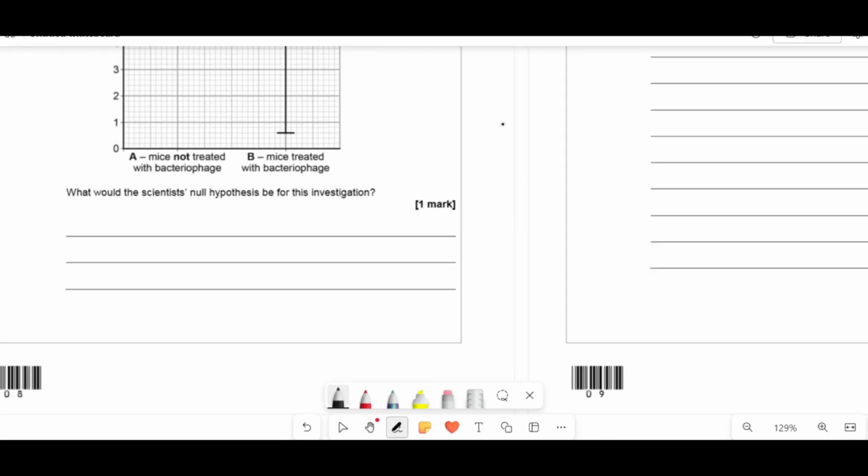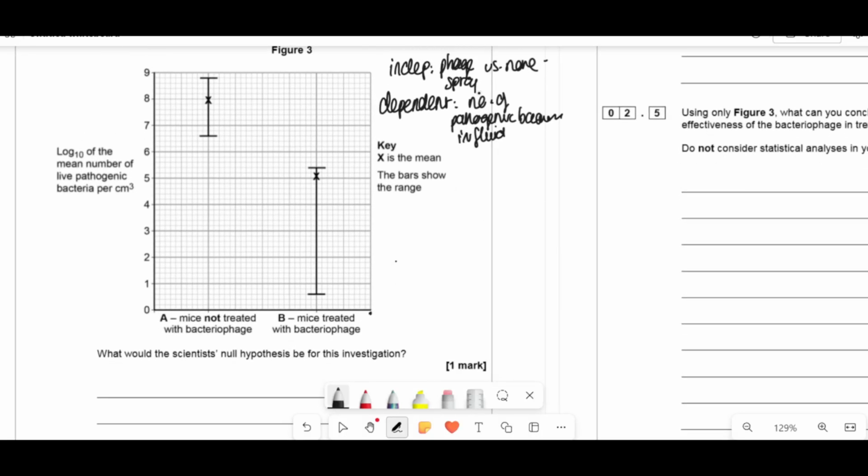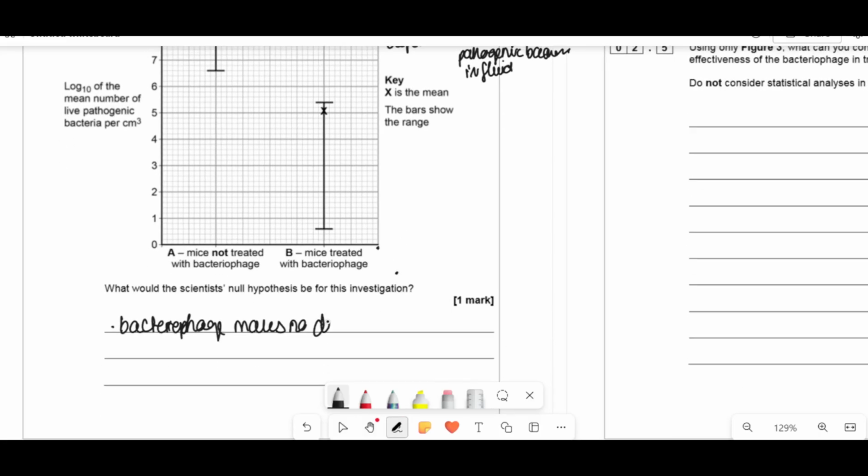So anyway, it says, what would their null hypothesis be for this investigation? Because we're looking at phage spray versus no phage spray, and we're looking at the number of bacteria, the null hypothesis would be that the bacteriophage makes no difference in the number of living pathogenic bacteria. Because our hypothesis is, well, there might be a difference if we give them bacteriophages. So the null hypothesis is that there's going to be no difference between the two of them.